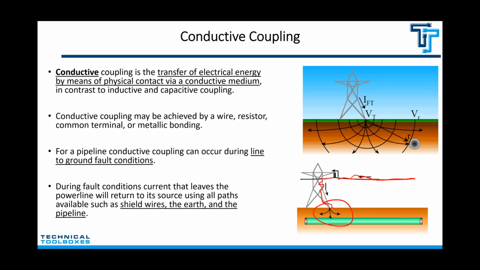Okay, now when we have a fault, we'll pick up a lot of current. All that current's got to get back to a source like any other current, and that current's going to take every available path. And normally it'll have the phase wires, it'll have shield wires, of course it'll have the earth, and it'll have your pipeline. And so when we model it, what we try to figure out is how much of that current is going to try to get back to the source through our pipeline, and that's how we will model the level of interference that can cause both safety and pipeline interference problems. So that's conductive. That happens during a fault.